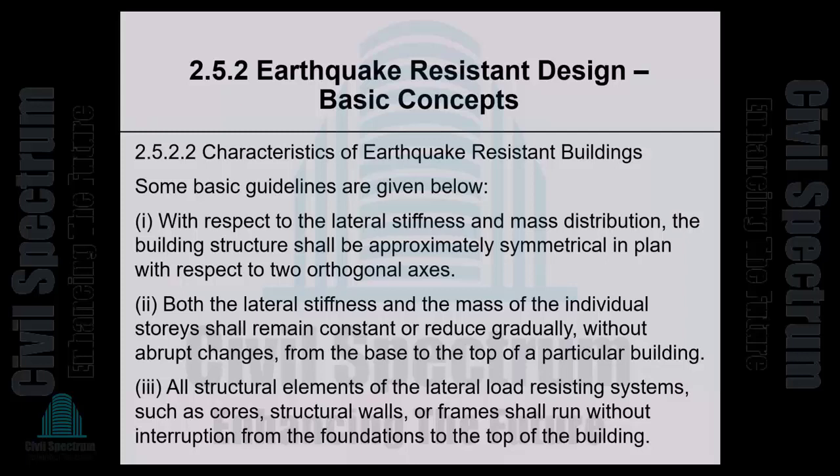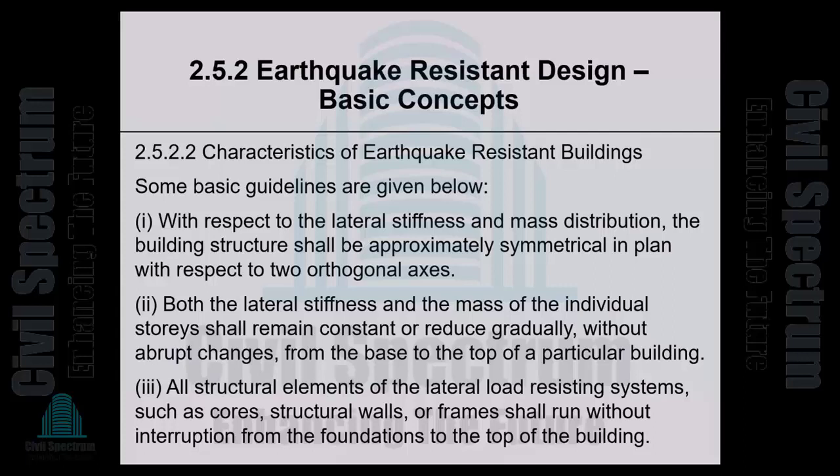Some basic guidelines are given below. These are guidelines. These are not requirements. With respect to lateral stiffness and mass distribution, the building structure shall be approximately symmetrical in plan with respect to two orthogonal axes. The problem with these guidelines is that you as an engineer have very little control over such things.